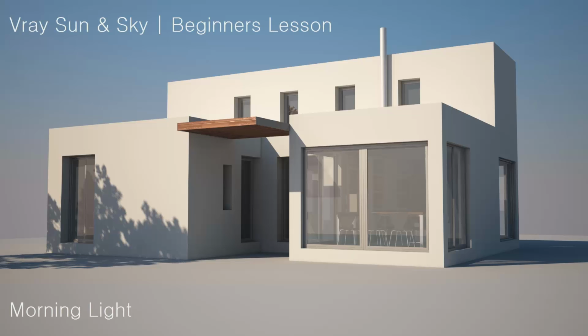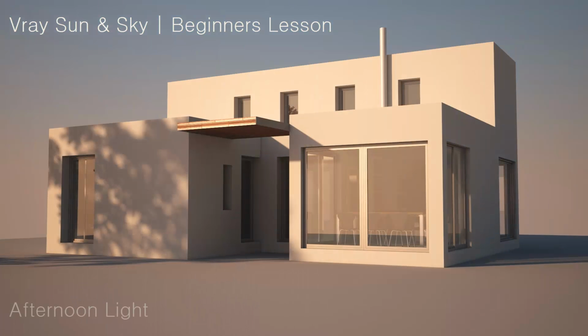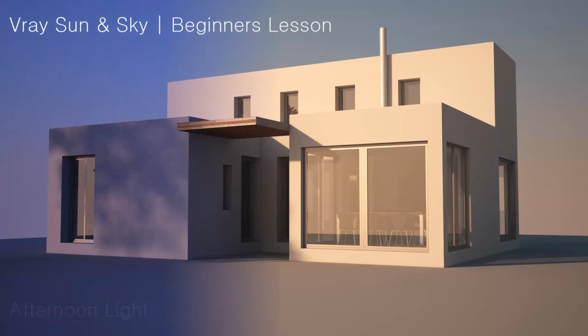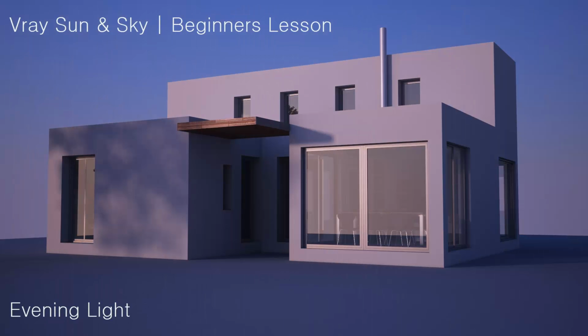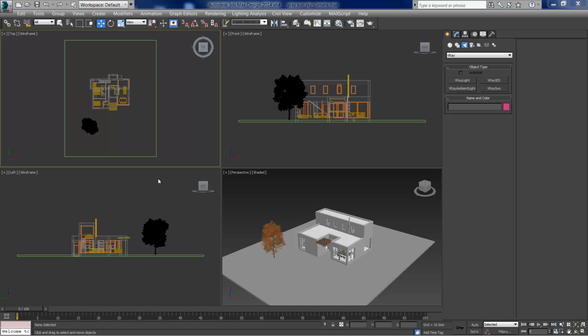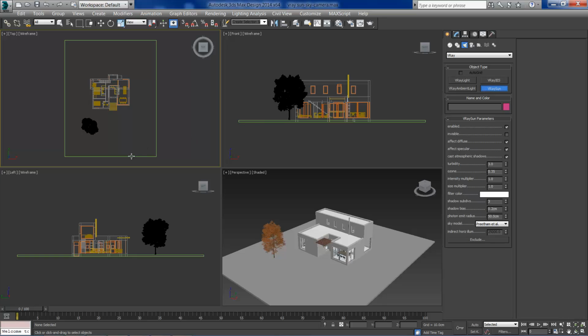In this lesson, I'm going to teach you how to use VRay Sun and Sky in order to achieve different kinds of illumination during the day. Okay, so first let's position our sun in the scene. Go to Lighting, VRay, VRaySun, and click and drag to position it.